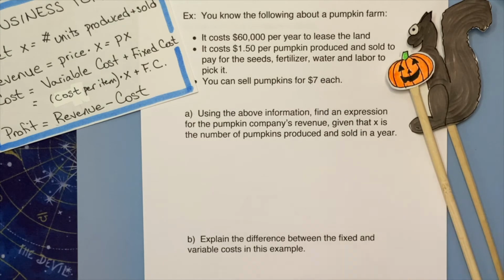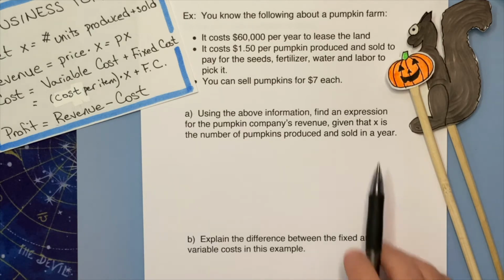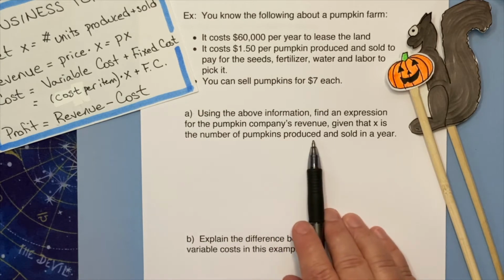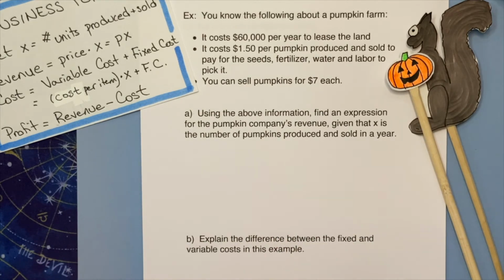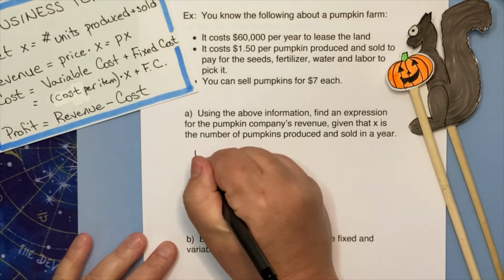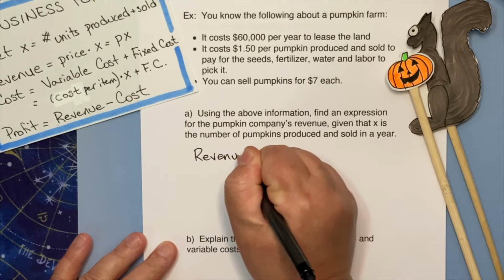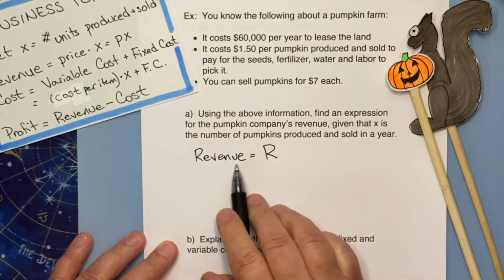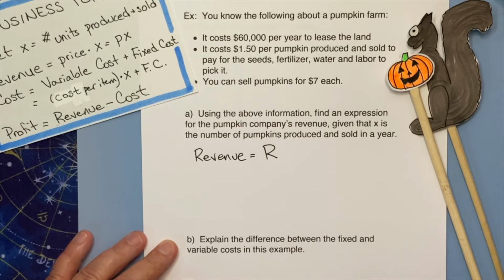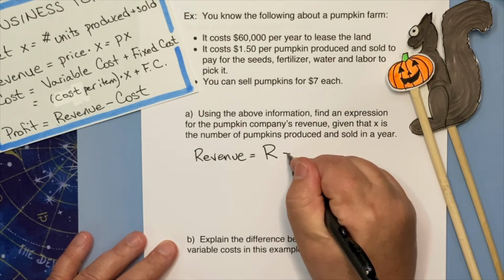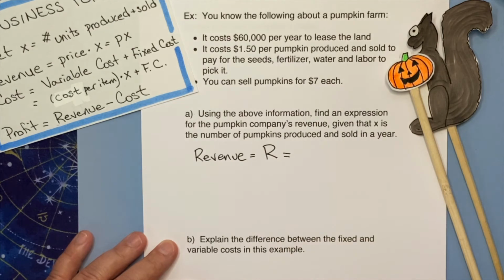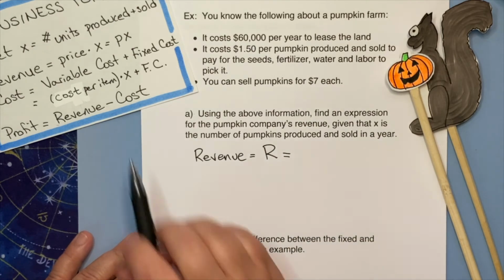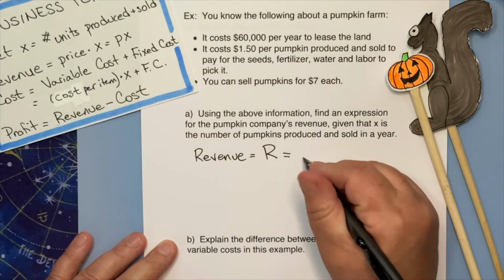Okay, part A. Using the above information, find an expression for the pumpkin company's revenue, given that X is the number of pumpkins produced and sold in a year. So I'm telling you specifically X is just the number of pumpkins. So no dozens, no hundreds. It is exactly equal to the number. And so I want revenue, which is spelled that way with the UE, again, because it comes from the French. And we're going to call it R right now. Later on, we will call it R of X, but we're not there yet. And I've got price times X.